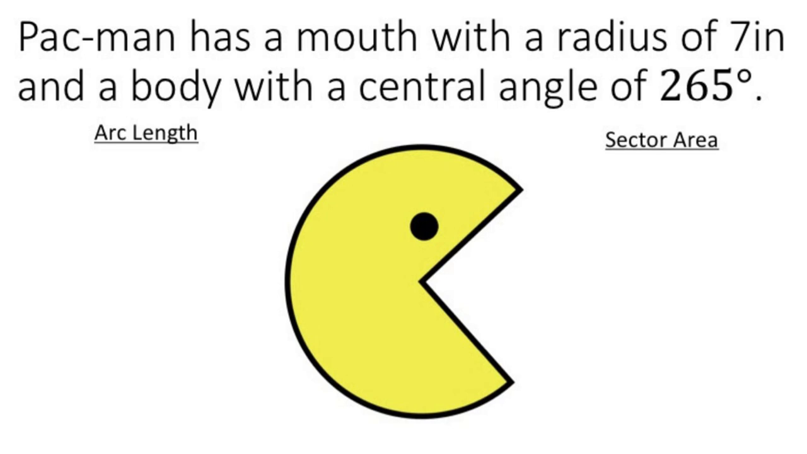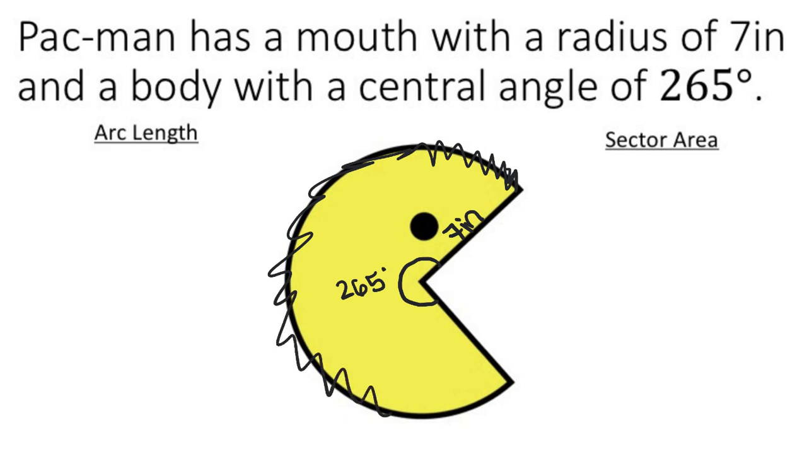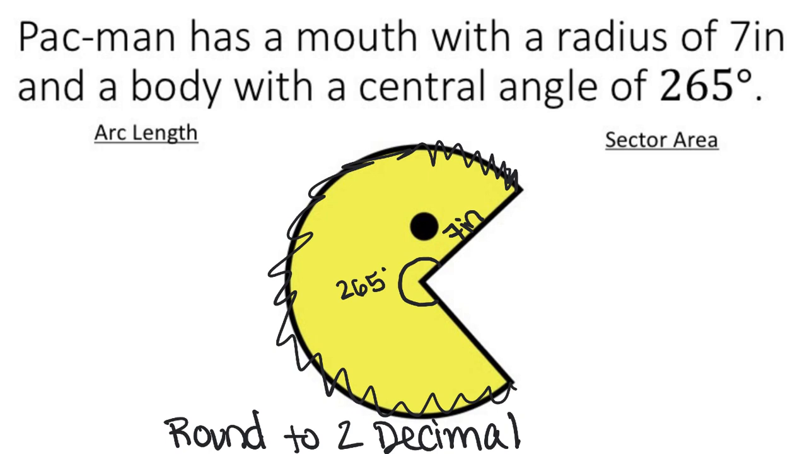So for this problem, Pac-Man has a mouth with a radius of 7 inches. So 7 inches here. And a body that has a central angle of 265. So right here, this angle is 265. I would like you to find both the arc length and sector area for Pac-Man. So the sector area would be the yellow portion. And then I'm looking for the arc length of his outer edge. Don't include his mouth. And I would like you to round to 2 decimal places. So I do want you to multiply through by 3.14 at the end.